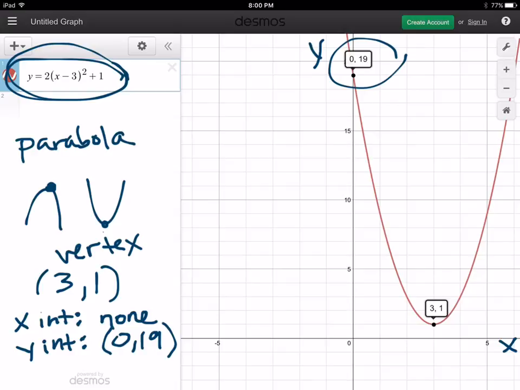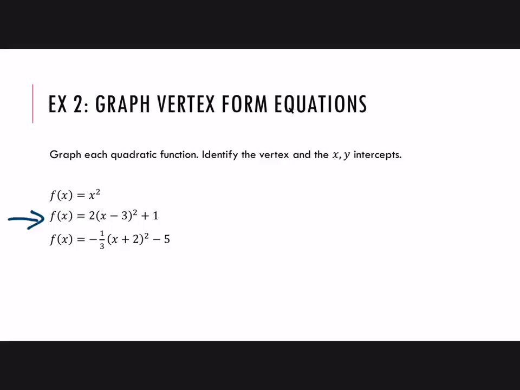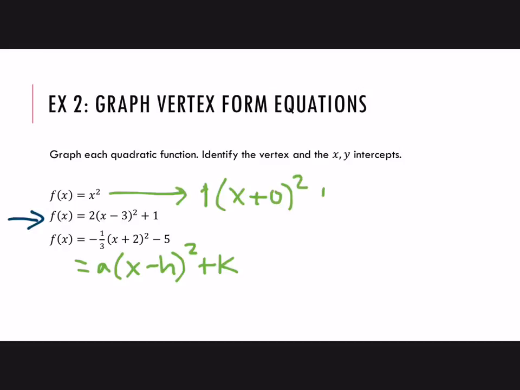The one thing that I think you can see right away is the vertex, (3, 1). So notice we have a 3 and a 1 in this equation. And that will happen every time you look at an equation that happens to be in vertex form. All of these that we looked at are in the form a times (x minus h) squared plus k. Even x squared up here, because I can think of this as 1 times (x plus 0) squared plus 0, and that's still in vertex form.